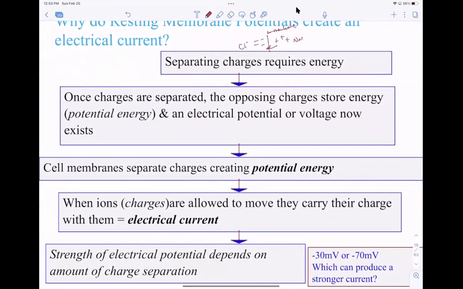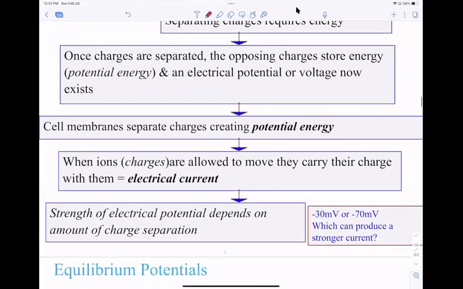Obviously, they attract, right? So sodium wants to come in and they'll move if there's no membrane. So the membrane separates these charges, which is a potential energy. If you are to open up that membrane, things are going to move. And so by this membrane separating these charges, it's creating potential energy, and we call it a membrane potential. Now, when the ions are allowed to move down their electrochemical gradient, they carry their charges with them, cations and anions, the plus or minus charges, and that creates the electrical current.